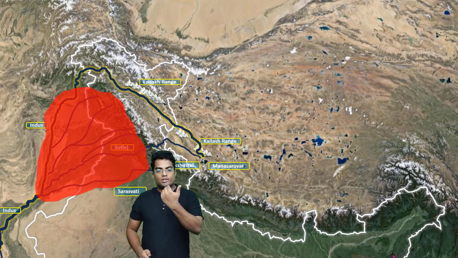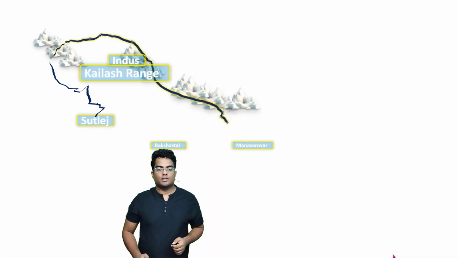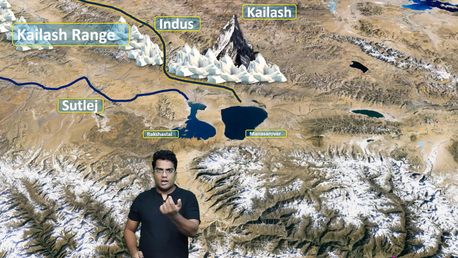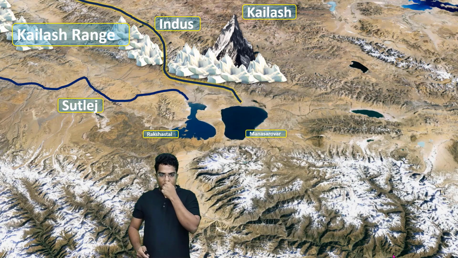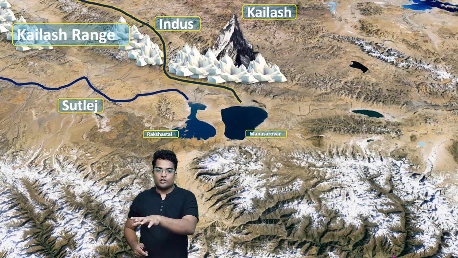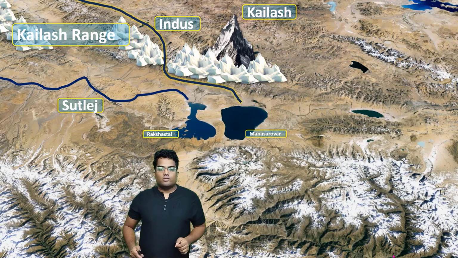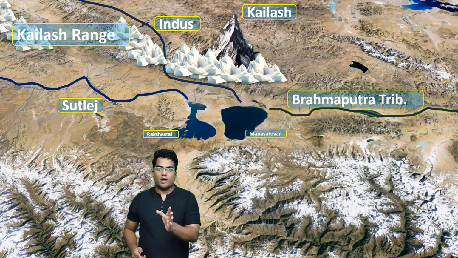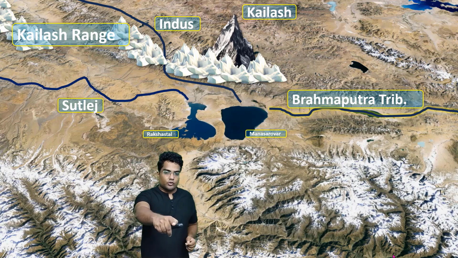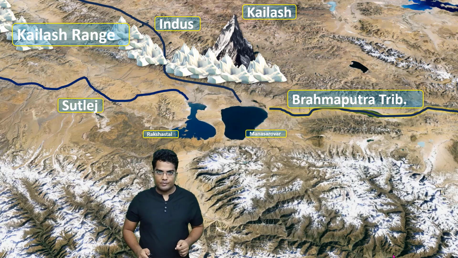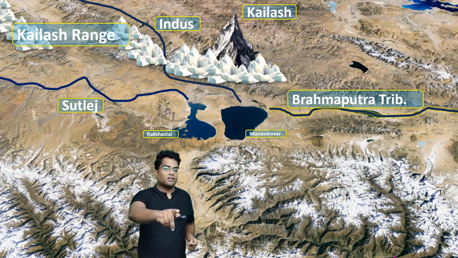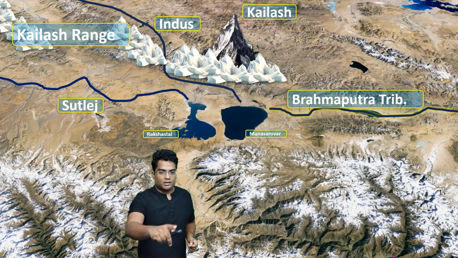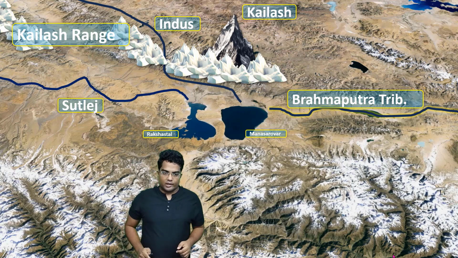Now let's once again go back to the Kailash range and all. There is an important river that originates from here. This river is known as Yarlung Tsangpo, which is an important tributary of the Brahmaputra river. So it also rises from this particular region, the Mansarovar Lake. The Brahmaputra river and the Indus River actually start from this region, the Mansarovar Lake.